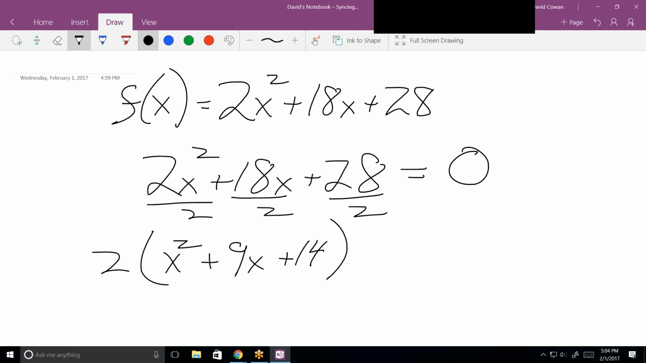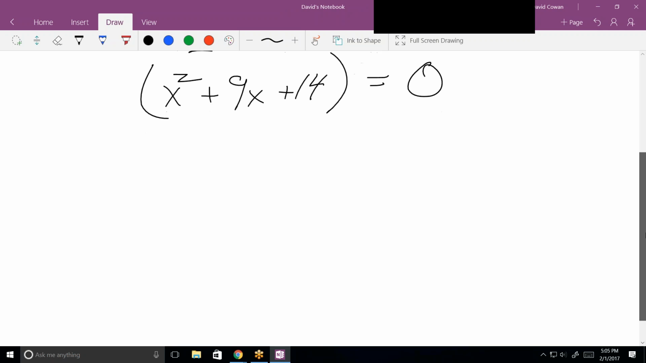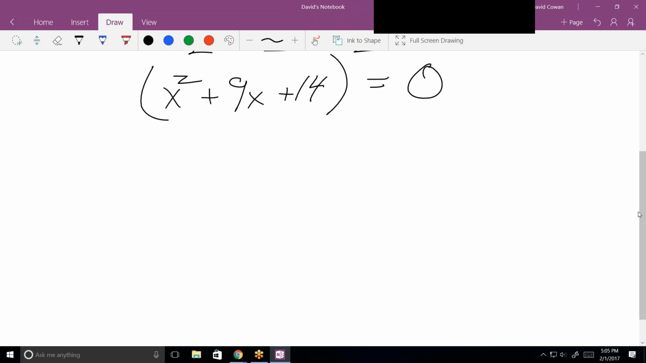Now, notice what we can do. I can divide both sides of this equation by 2. When I divide the right side by 2, I still have 0. When I divide the left side by 2, it gets rid of that 2 right there. So by factoring out that 2, I've simplified it to a level 1 quadratic. And we can use a set of simple rules to factor these level 1 problems, always. These are not difficult at all.